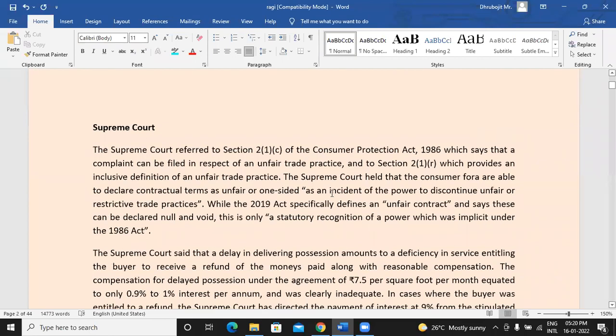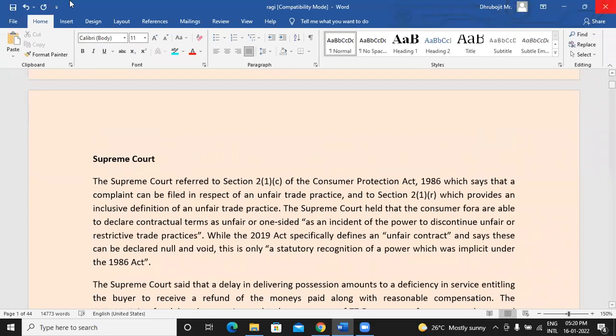So they went to the Supreme Court, and in the Supreme Court they said that no, this decision taken by the National Commission is not valid. How can the National Commission just nullify a certain clause? How can they say that this clause itself is not valid? When the case was filed before the Supreme Court, they referred to these two clauses.